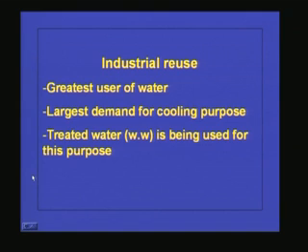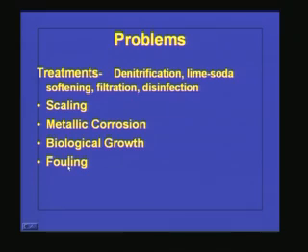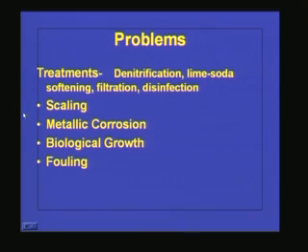In industrial reuse, the greatest user of the water, the largest demand in industry, is for cooling water. So treated wastewater can be used for cooling purposes, but the problems associated with this are scale formation, metallic corrosion, biological growth, and fouling. The treatment required after the conventional secondary treatment is denitrification, lime soda softening, filtration and disinfection. Even after this treatment, sometimes these problems occur in the cooling water circulation pumps.